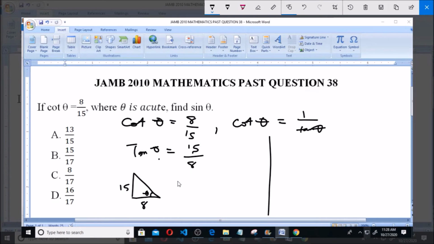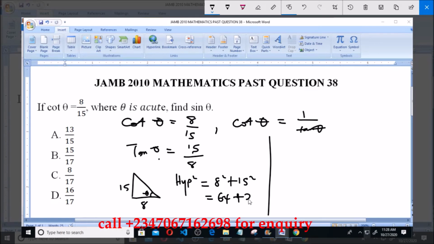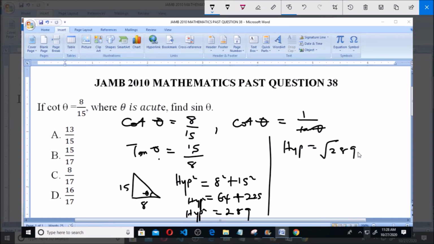theta. Now hypotenuse, from Pythagoras theorem, hypotenuse square is equal to 8 square plus 15 square, which is equal to 64 plus 225. That's hypotenuse square, and hypotenuse square is equal to 289. Now the hypotenuse will be equal to the square root of 289, which is equal to 17.